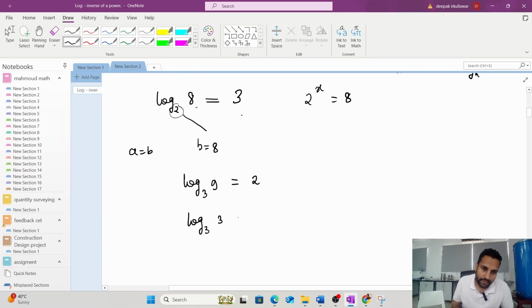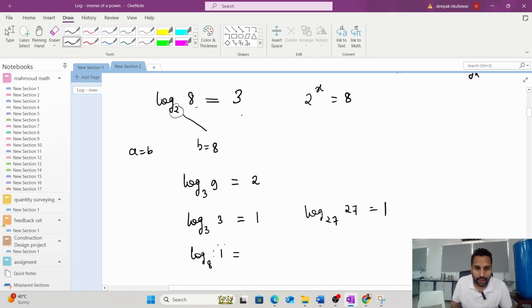Similarly, there are a few important terms such as log₃ 3. So if your base and the number both are the same, then what to the power of 3 will give you 3? 3 to the power of 1, right? So whenever you have the same numbers, suppose log 27 base 27, the answer would always be 1.